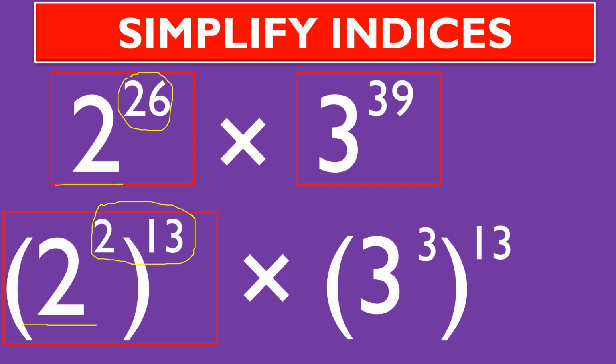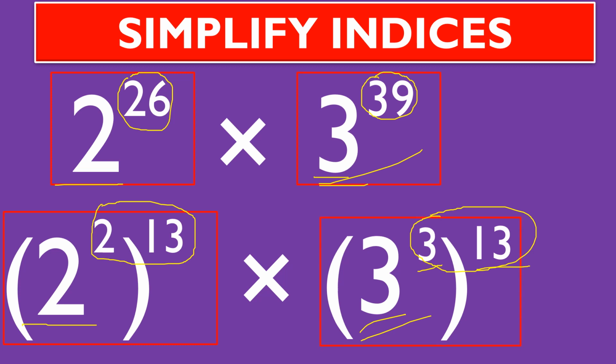3 raised to the power of 39, as we have above, is the same as we have below: 3 raised to the power of 3, all enclosed in the brackets, and then raised to the power of 13. We see that our 39 here is the same as 3 times 13. Remember, we have the common base, which is 3, and we also have it here, which is 3. So the expression above, 3 raised to the power of 39, is the same as the expression below, which is 3 raised to the power of 3 raised to the power of 13.